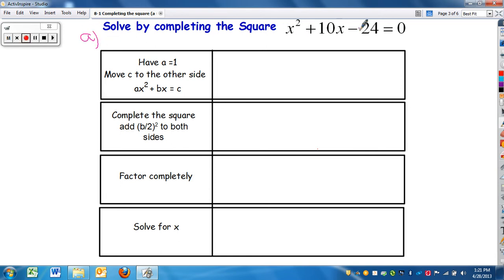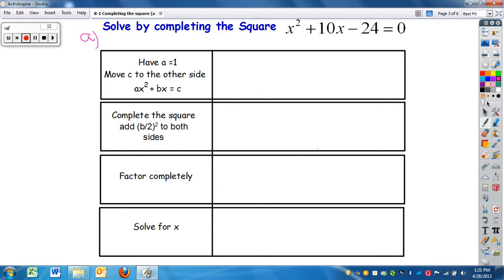X squared plus 10x minus 24 equals 0. To use completing the square, first we need a equals 1, which it does. We need to move c to the other side, so it's ax squared plus bx equals c. So I have x squared plus 10x minus 24 equals 0. So I'm going to add 24 to the other side. So I have x squared plus 10x equals 24. So that step is done.